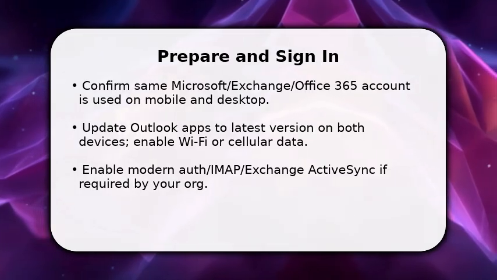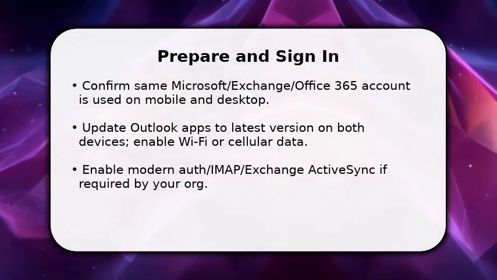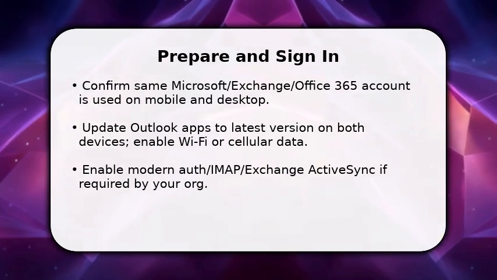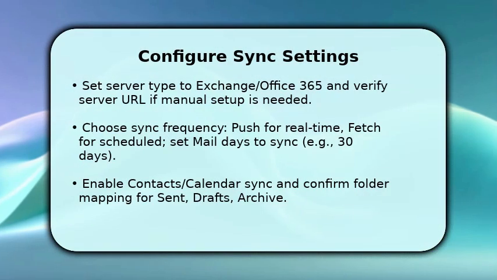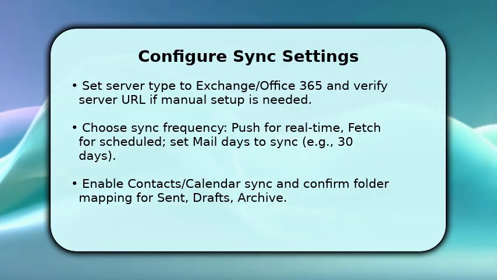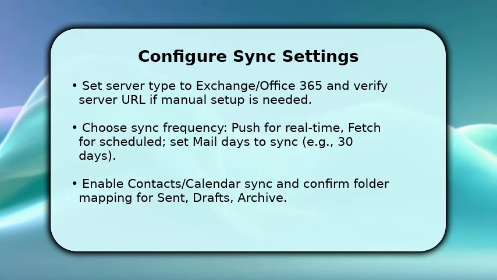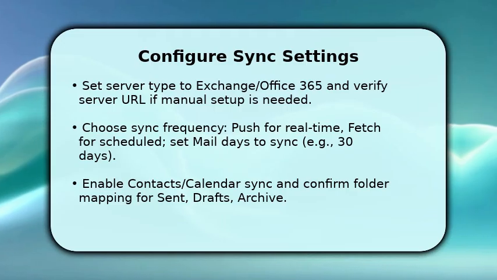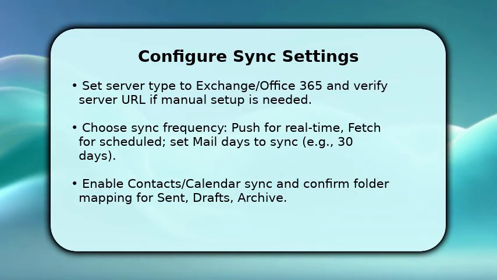Once done, sign into Outlook on the phone with the same account and allow requested permissions so mail, calendar, and contacts can begin syncing. Now you focus on the detailed configuration that actually controls what syncs and when. On both devices, confirm server type is Exchange/Office 365 and correct server address if you entered settings manually. This ensures proper folder mapping.